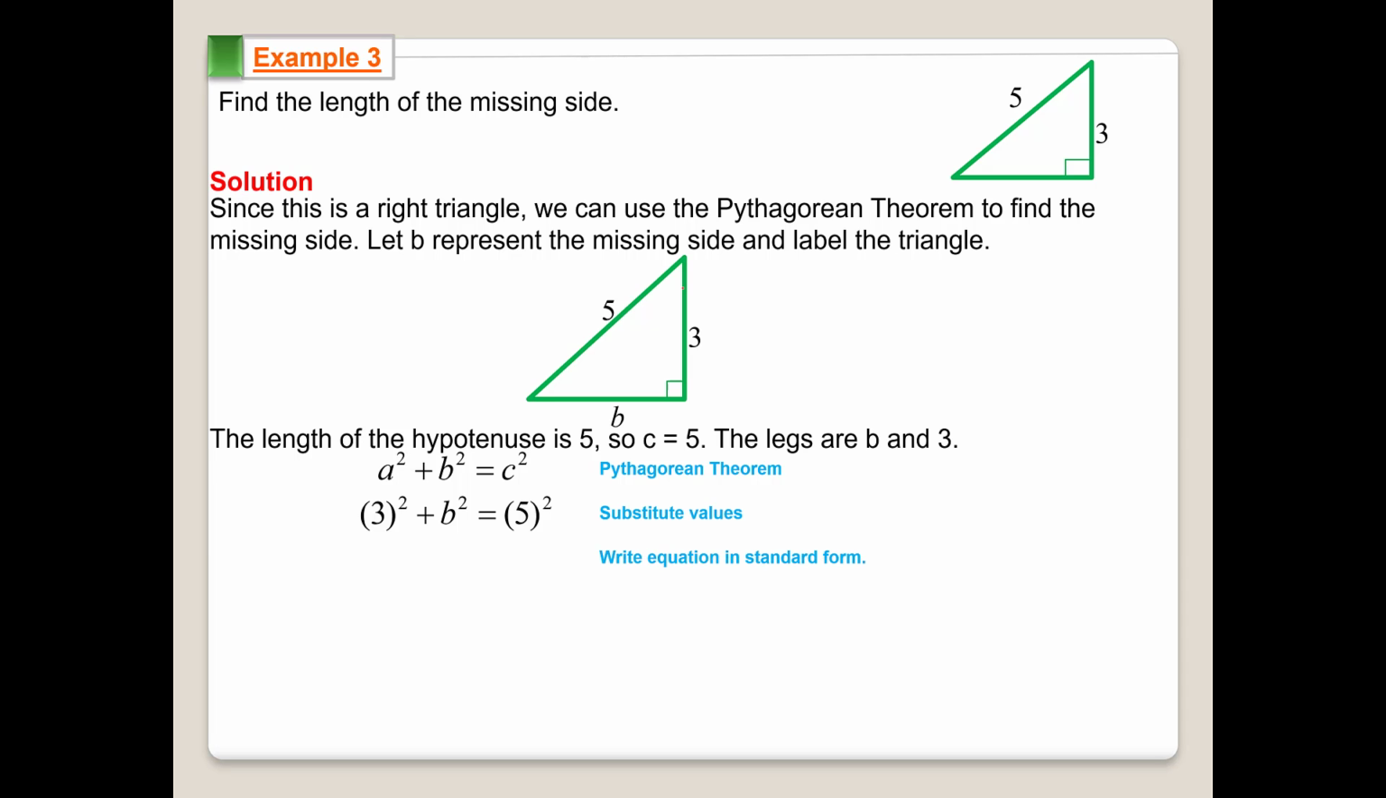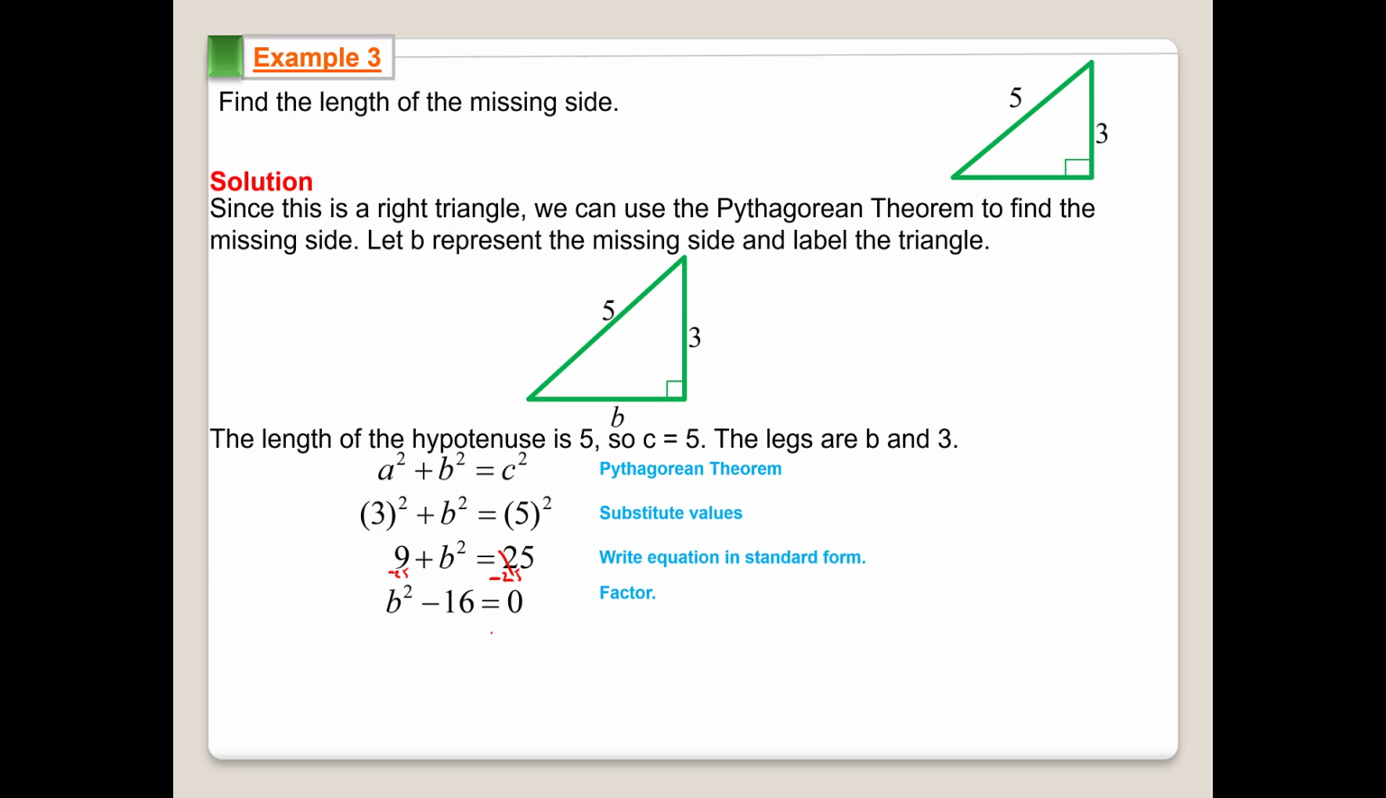Now we need to write the equation in standard form. Well, 3 squared is 9, plus b squared equals 5 squared, which is 25. Then we subtract 25 from both sides, which gives us 0 on the right, and we're left with 9 minus 25, which gives us negative 16. So b squared minus 16 equals 0.